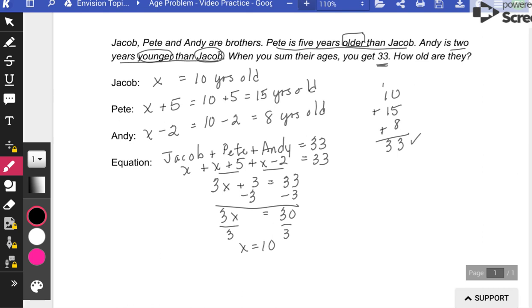And that's pretty much how to do age problems. Remember, as you read it, figure out who you know least about. That becomes your variable. And then relate the others in terms of that particular age.